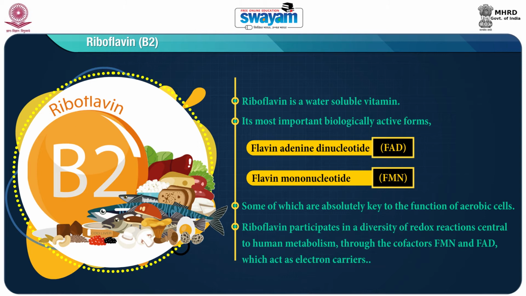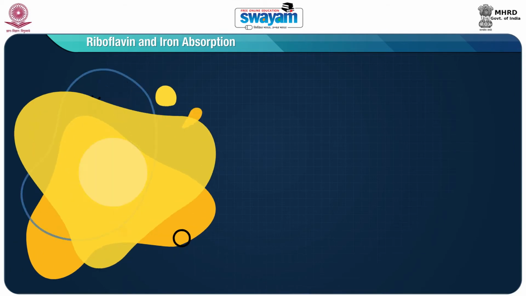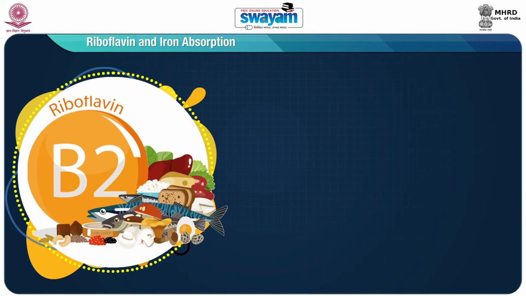Riboflavin participates in a diversity of redox reactions central to human metabolism through the cofactors FMN and FAD, which act as electron carriers. Health benefits of riboflavin with respect to absorption of iron in the body.